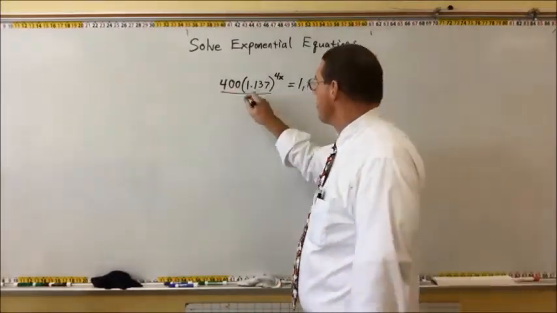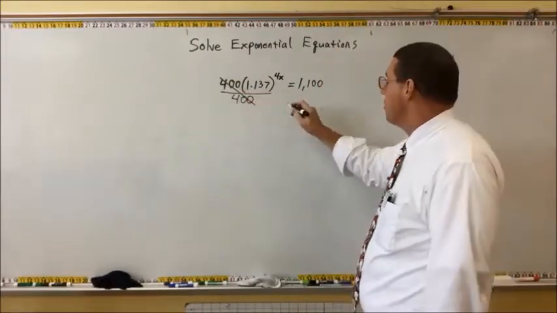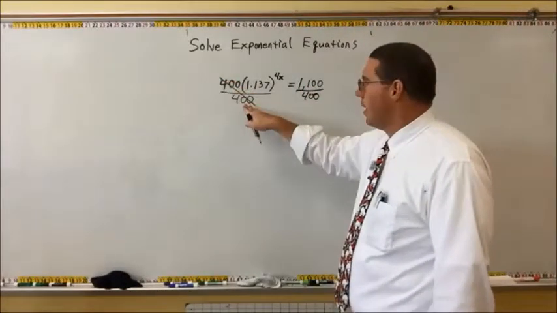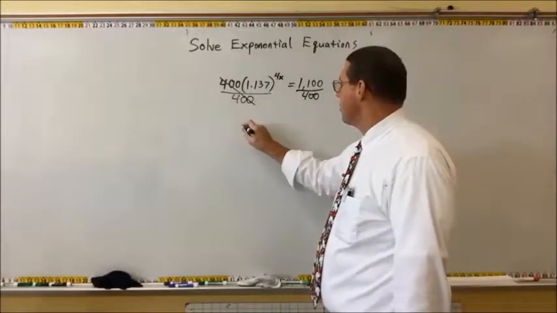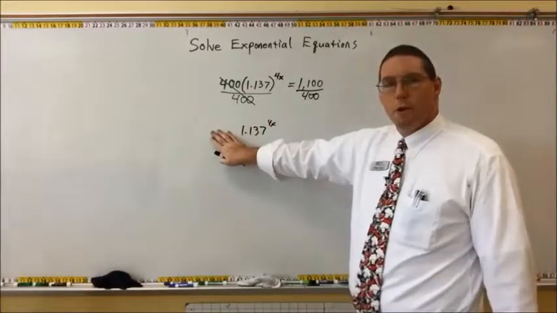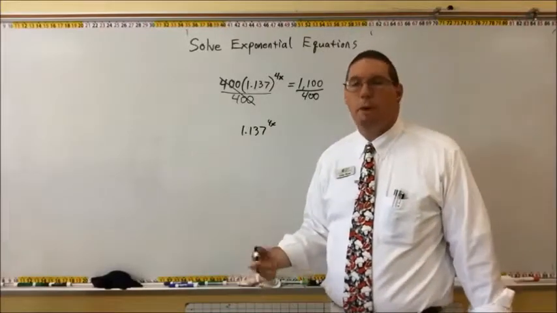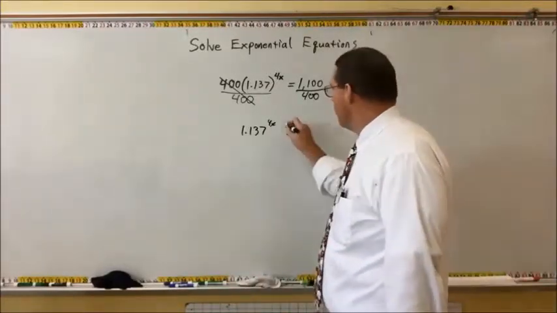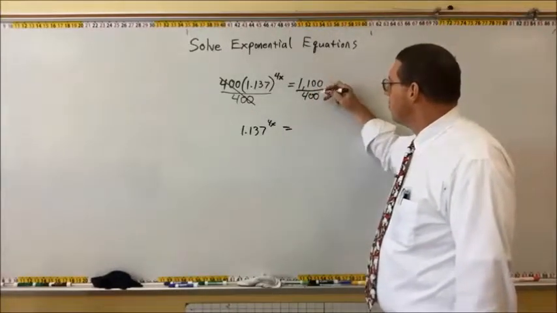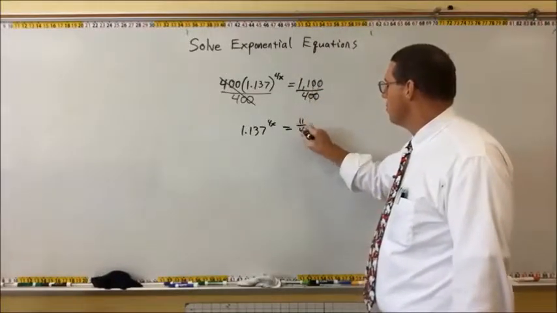We cancel multiplication by dividing. So the first thing we're going to do here is divide by 400 on both sides. If I divide by 400 on this side, I have to divide by 400 on this side. So over here it's going to cancel the 400, and all I have left is 1.137 to the power of 4x. Now that I don't have the 400 in front of it, I don't need the parentheses anymore. You can leave them if you want, but we don't really need them. Now this is going to be equal to, well, what's 1100 over 400? If you divide out the zeros, all you have left is 11 over 4. So this is equal to 11 over 4.